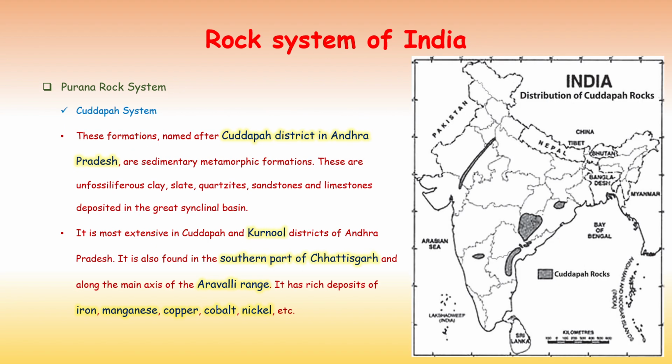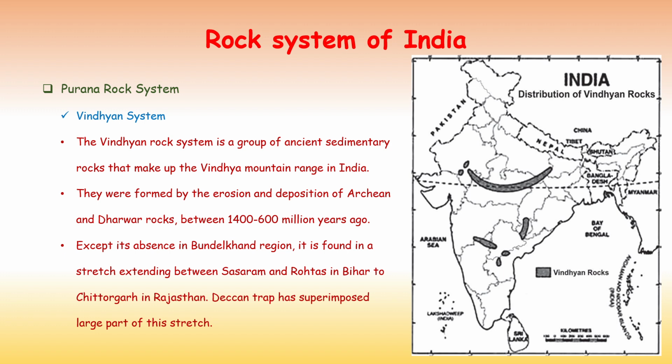The Kadapa rock system is a group of sedimentary and metamorphic rock formations that are named after the Kadapa district of Andhra Pradesh. The Kadapa rock system was formed when sedimentary rocks like clay, limestone and sandstone were deposited between two mountain ranges. The Kadapa rock system is rich in minerals such as iron ore, manganese, copper, cobalt, nickel, asbestos, shale, slate, quartzite and marble.